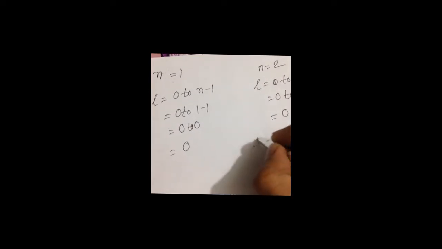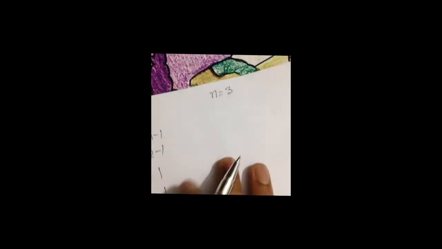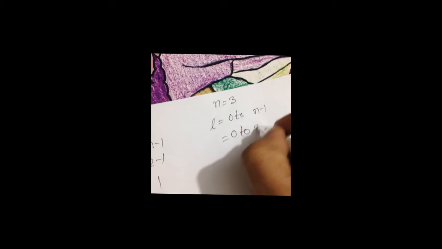Now if n equal to 2, then l equal to 0 to n minus 1. So 0 to 2 minus 1, so 0 to 1. That means if n equal to 2, then l equal to 0, 1. Again, if n equal to 3, we can consider another case. Then l equal to 0 to n minus 1. So 0 to 3 minus 1, so 0 to 2. That means 0, 1, 2.